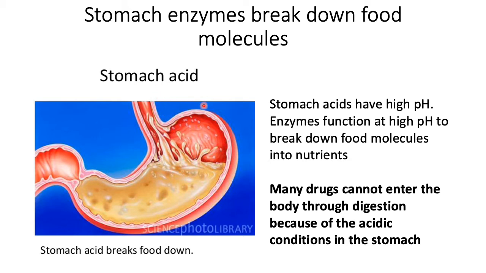The stomach is the site of many enzymes. Enzymes are needed here to break down food particles.